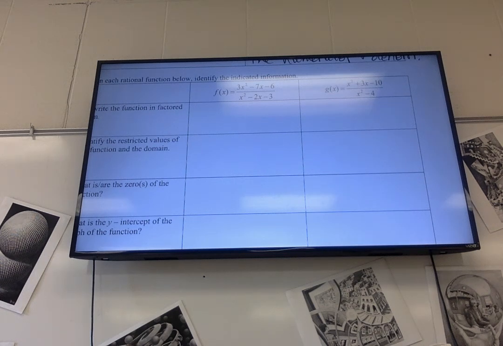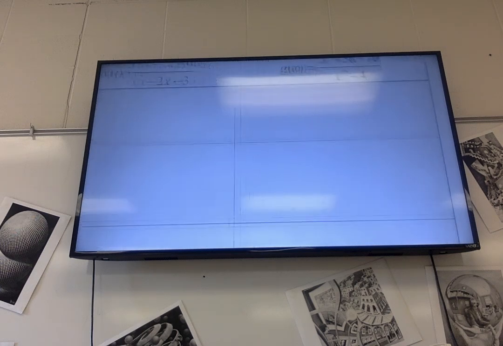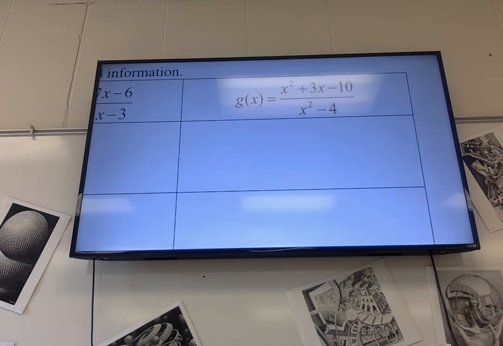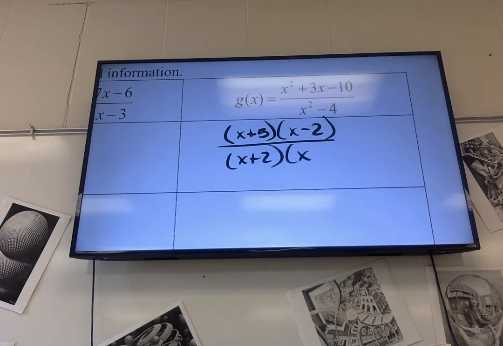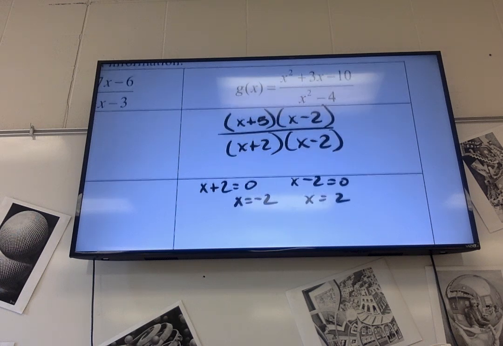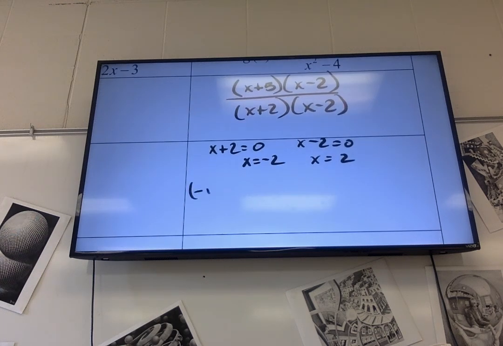Okay, because we're going to run out of time, I'm going to go ahead and start. So, first thing we're supposed to do is factor it. So that factors into x plus 5 and x minus 2 on top, and then x plus 2 and x minus 2 on bottom. So the restricted values are where the bottom equals 0. So that's at positive 2 and negative 2. So when I do the domain here, it's everything but those.